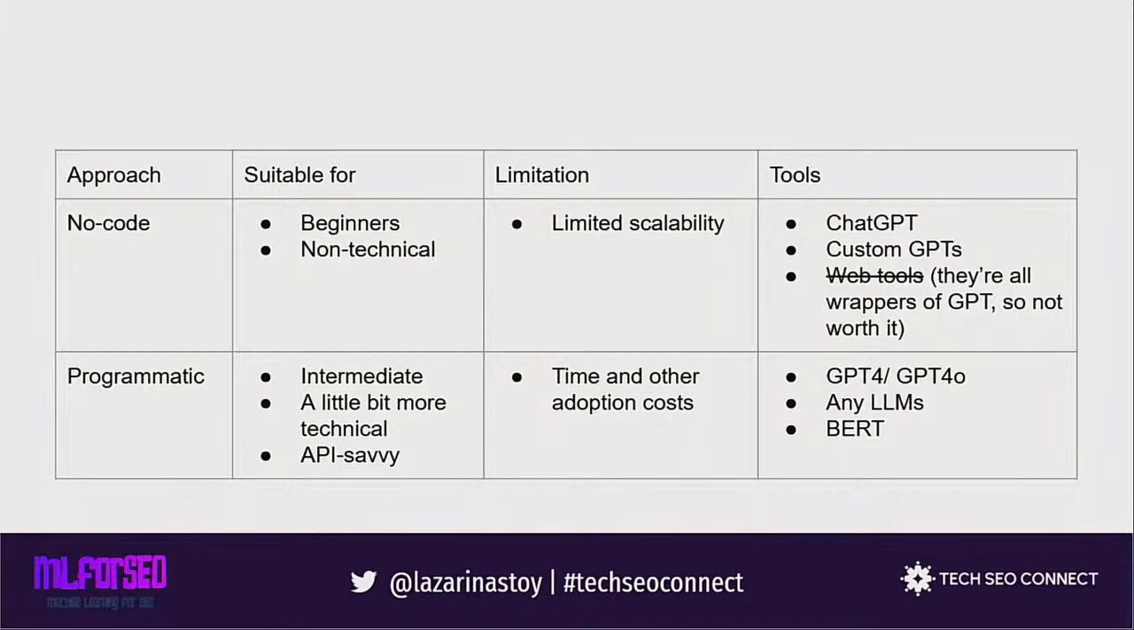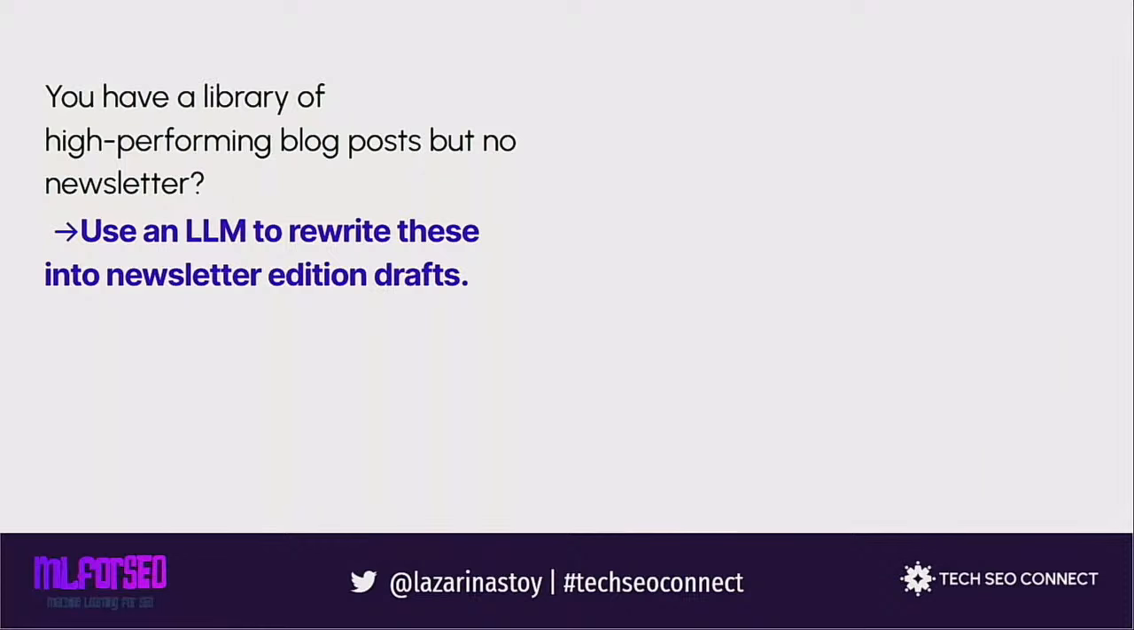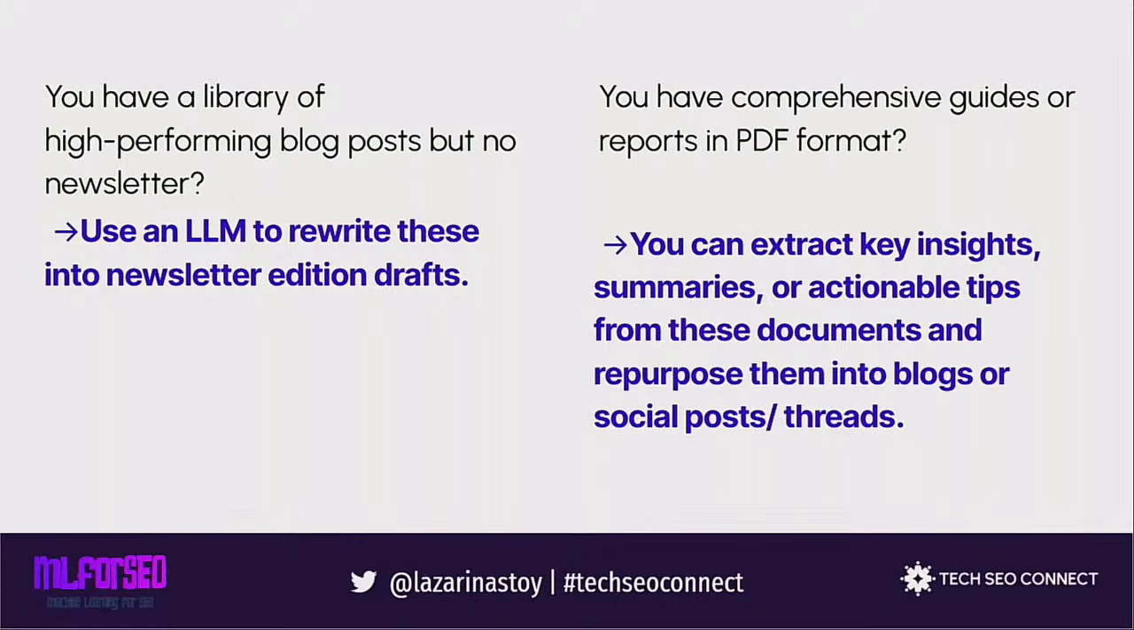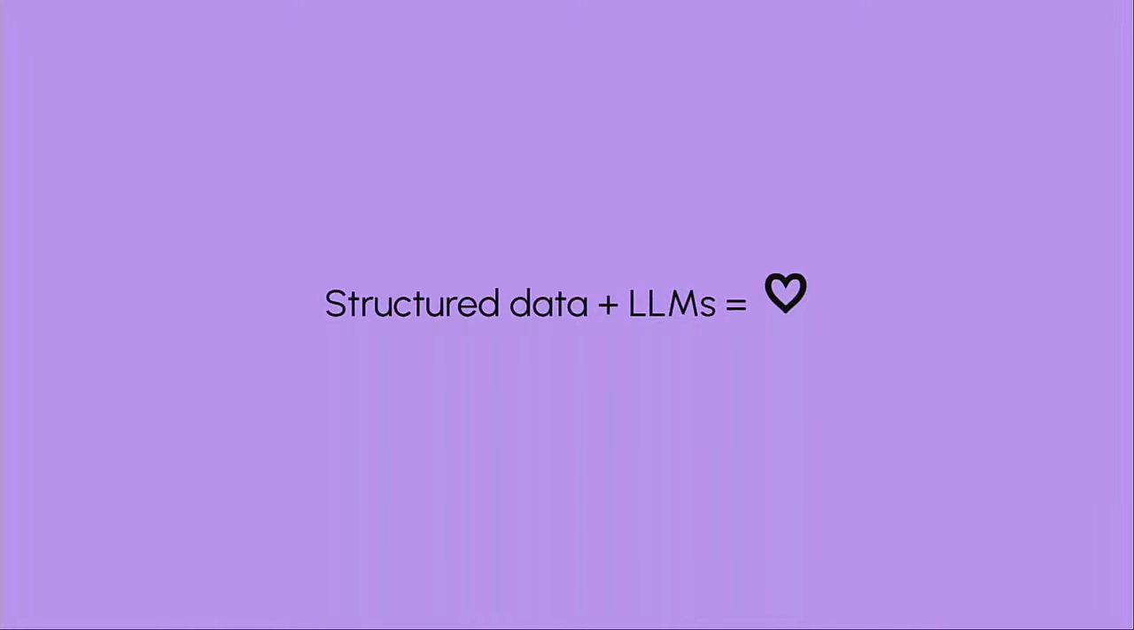So text-to-text transformation, okay, I told you we're going to talk about OpenAI and good use cases. So here, any kind of LLM can work for transforming your blog content to social media posts. So that works quite well. There's awesome GPTs from Caitlin Hathaway. Any LLM is going to do a good job here if you want to transform your blog posts to newsletter editions, to social media posts, transform PDFs into actionable guides, and so forth. Amazing stuff.